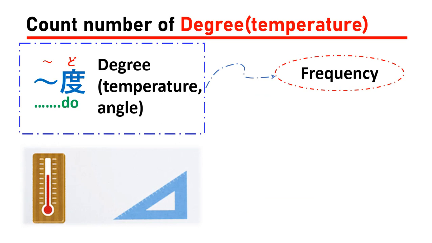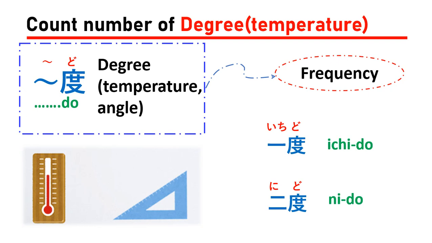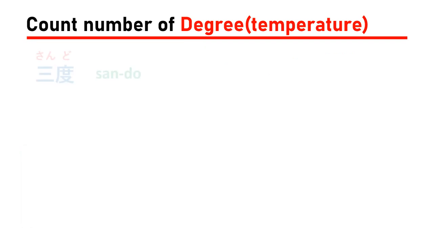And sometimes they also use "do" for frequency. Ichido, which means 1 degree. Nido, 2 degrees. And from now we are going to learn how to count by using the unit of "do".